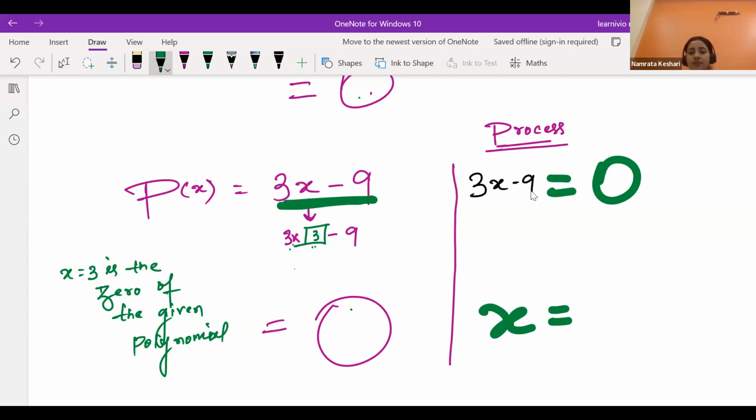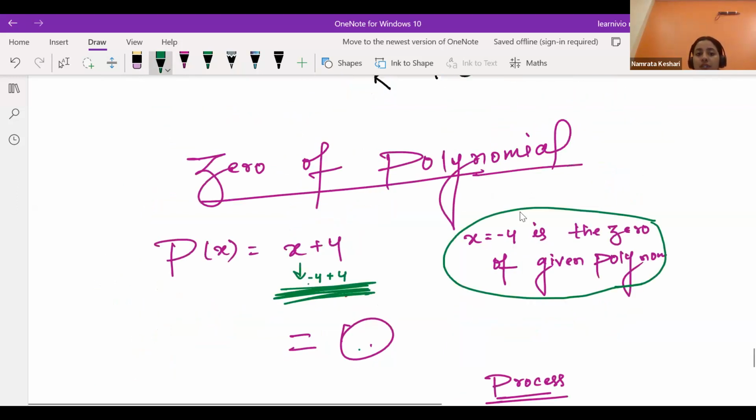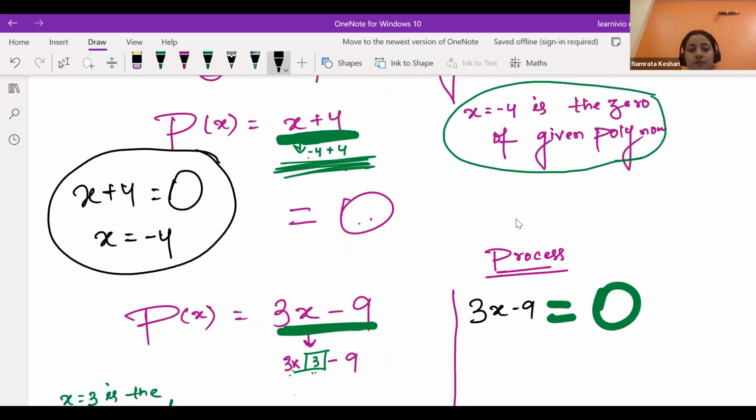Yes? 3. 3 you are getting. Can you see? We have guessed the same 3. So this is the process of finding the 0. Whatever polynomial you are having, again I am repeating, just take is equals to 0 by yourself, then just solve this equation. You will be able to take out the x value. That x value will be your 0. Got it?